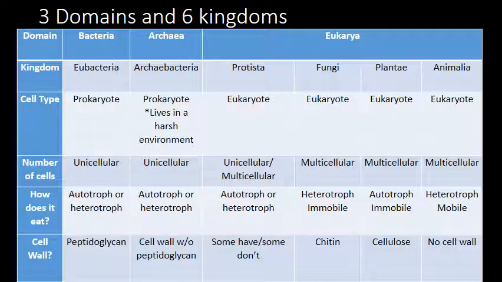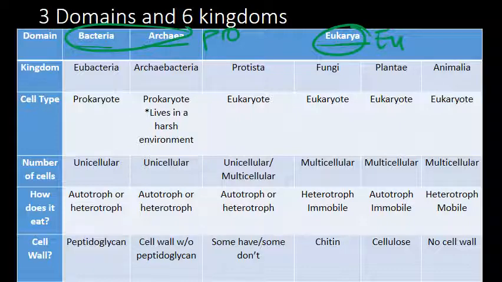Alrighty, so when we look at the domain and the kingdom, there are 3 domains we can classify all living things into, and then there are 3 domains and 6 kingdoms that we can classify all living things into. For the domains, our first one is going to be bacteria, archaea, and our last one is eukarya. For bacteria and archaea, these are going to be prokaryotic cells. Eukarya is going to be eukaryotic cells.